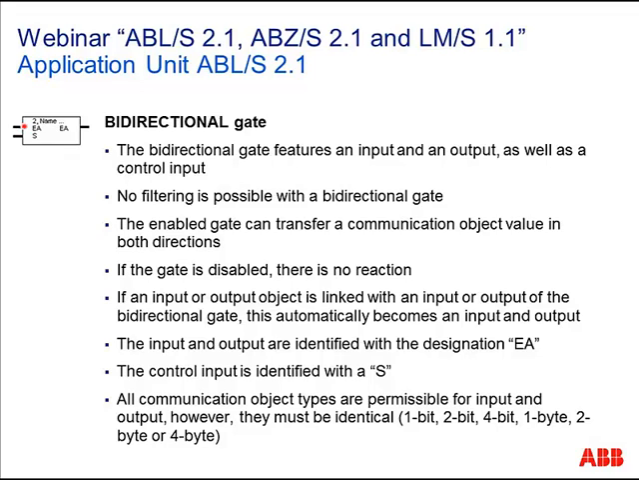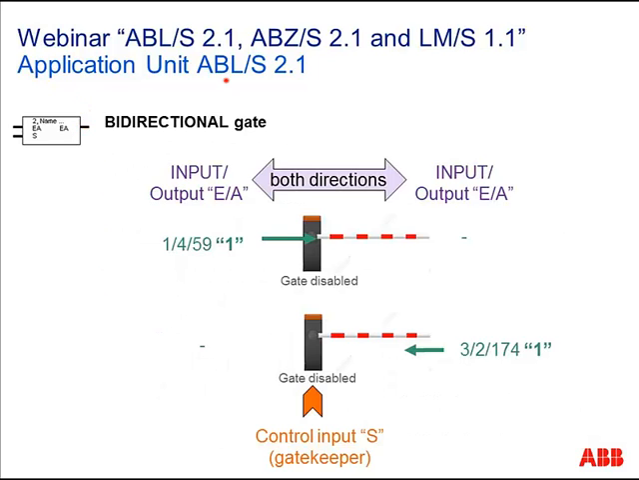Here again, both sides must have the same size of communication objects, like 1-bit, 2-bit, 4-bit, 1-byte, or 2-byte information. So this is the example. At first, we can, for example, disable our gate, so our control input is maybe low. Then we send the telegram from the left side to our gate. It is closed, nothing happens on the right side, no group address is sent from KNX. And the same when a telegram arrives on the right side of our bidirectional gate: it is closed, and then it sends no information to the left side.